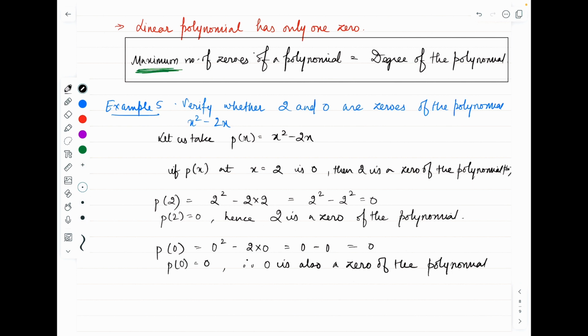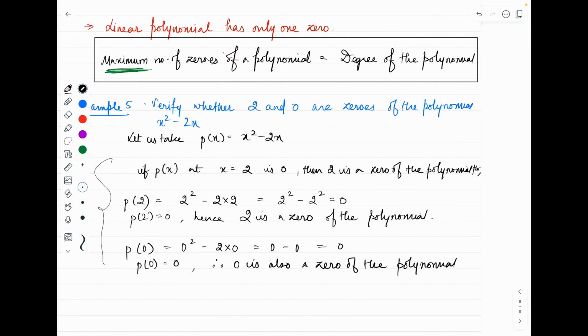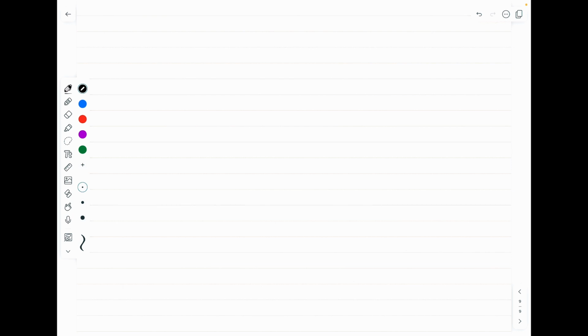Another way is you can find the zeros of the polynomial first and check whether they are matching or not. If they are matching, yes, the numbers given are correct. If they are not matching, it is not correct. So that method is a backway method, you can say. Probably in the exam you have to do it in this way. But here I will tell you how to find the root.